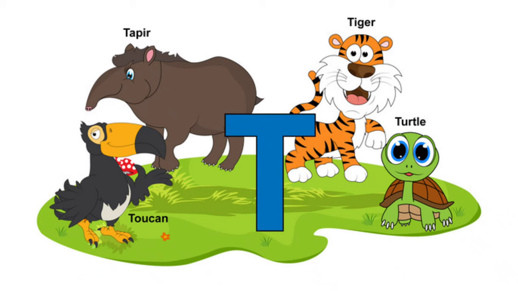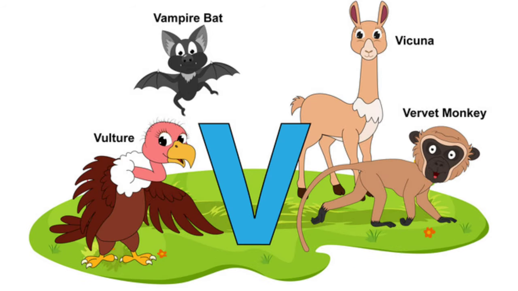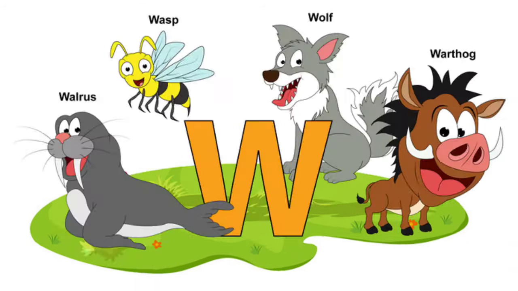T for tuppy, T for toucan, T for turtle, T for tiger. U for unicorn, U for umbrella bird, U for eukaryote, U for aerial. V for vicuna, V for vervet monkey, V for virtual, V for vampire.